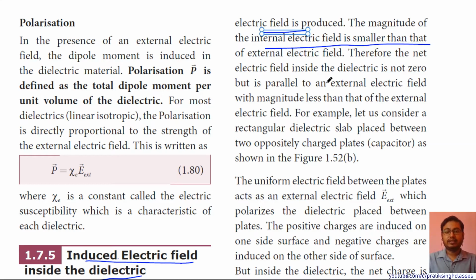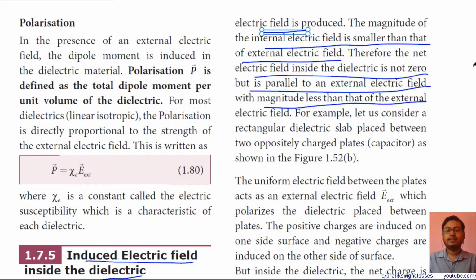But in the case of conductors, the internal and external electric fields become equal and opposite in direction, so the net electric field becomes zero. But in the case of dielectrics, the net electric field inside the dielectric is not zero but is parallel to the external electric field, with magnitude less than that of the external electric field. So this topic is very important. This may be asked as a one mark question: in the case of dielectrics, what is the net electric field if it is kept inside an external electric field?